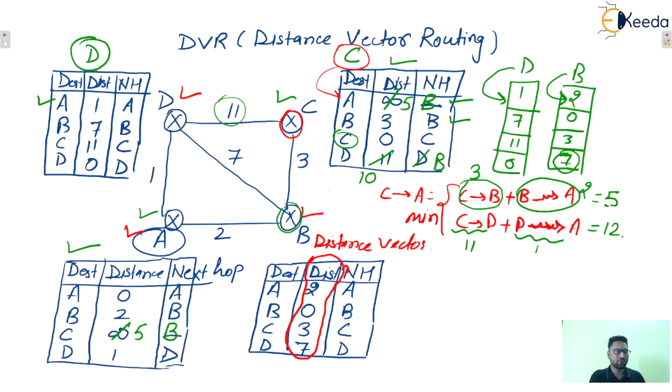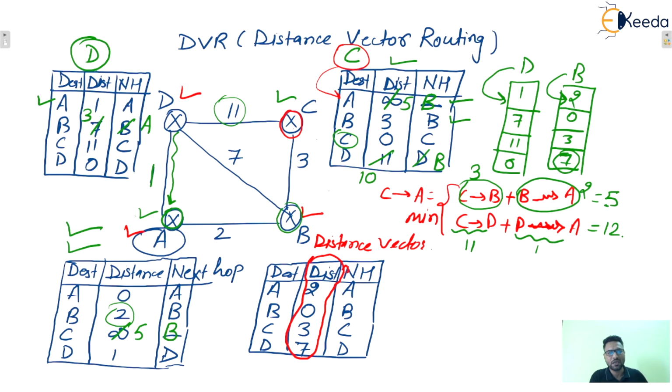So we can go D to A, then A will take care. D to A is 1, then A to B, that will be from the distance vector of A, the distance is 2. So 1 plus 2 is 3, that will be the minimum. So here the update will be 3 and next stop will be A only, because 3 is less than 7.